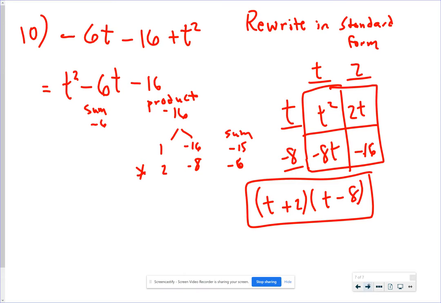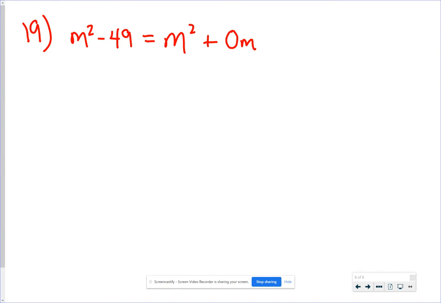Okay, the last problem that I'm going to look at from Big Ideas is number 19. It says m squared minus 49, factor it. So that's not even a trinomial. Why is that even in this section? Well, if we look at it the right way, we can use this whole process. There is a 0 in the middle if I choose to put one, which I do.